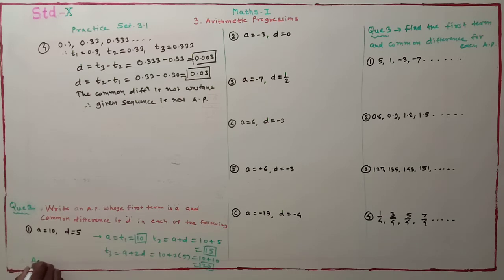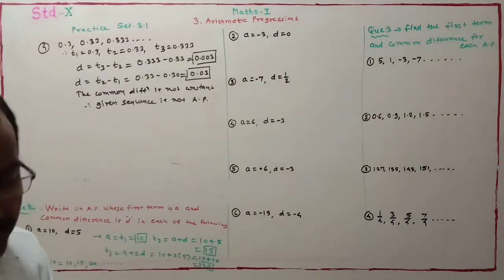AP is 10, 15, 20, etc. This is the first example. In this first example, A is given 10 and D is the common difference, D is 5. A plus D is the second term. A is 10, the second term is 10 plus 5 is 15 and T3 is 20.